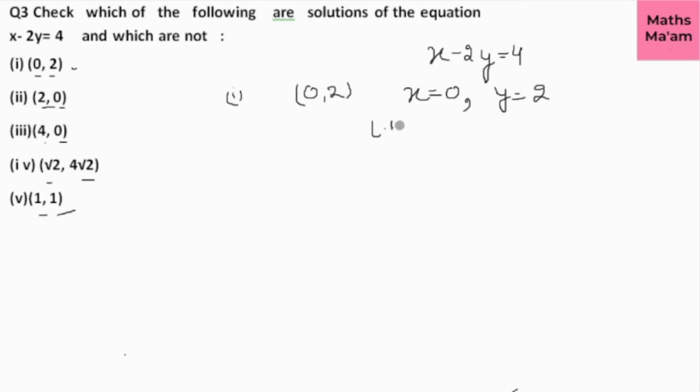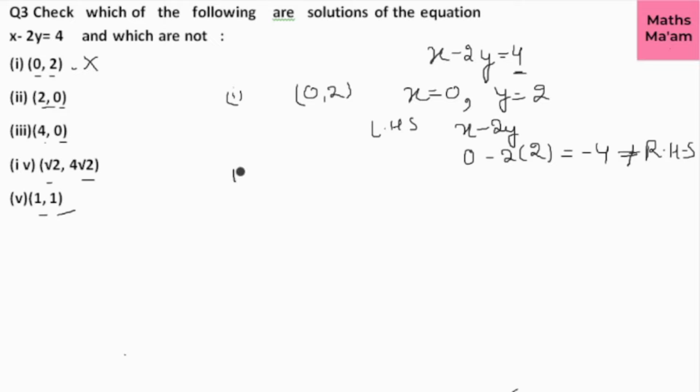Left hand side is x minus 2y. If we put 0 here, and 2 times 2 will give us minus 4, but we need 4 in the right side, so it is not equal to RHS, right? So this is not the solution of this equation, right?